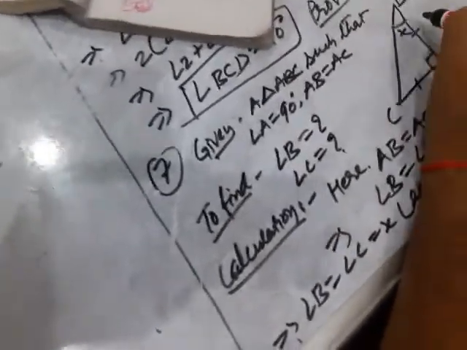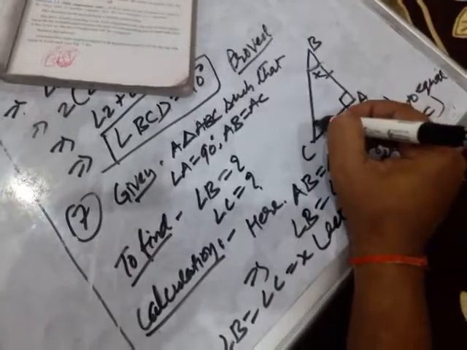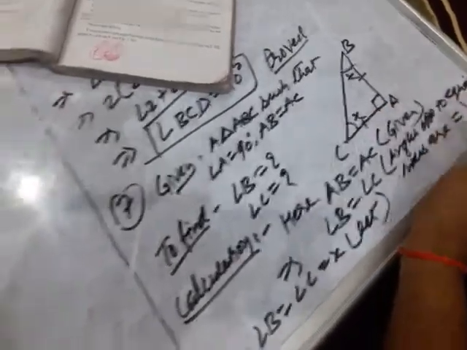Now let us move to the angle sum property of triangle. What is the angle sum property of triangle, children? Sum of all the three interior angles of a triangle is 180 degree. So what does it mean? Here angle B and angle C both are x. Clear, we have supposed x. Angle B equal to angle C.